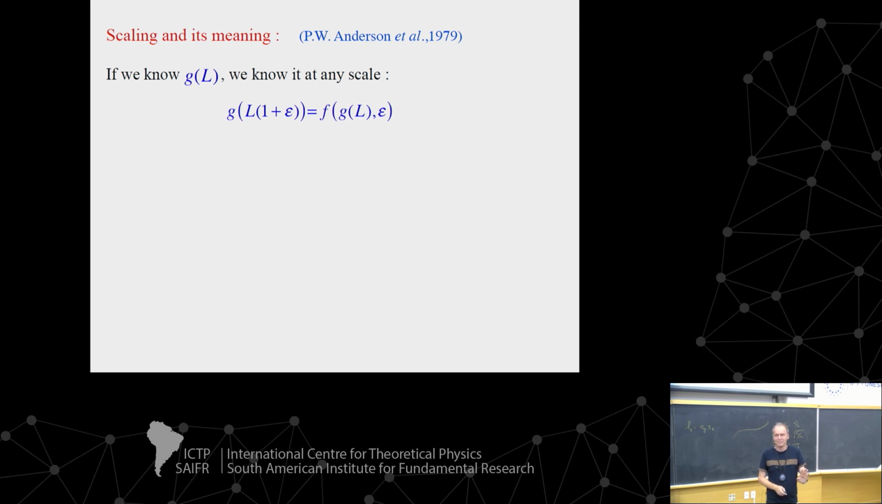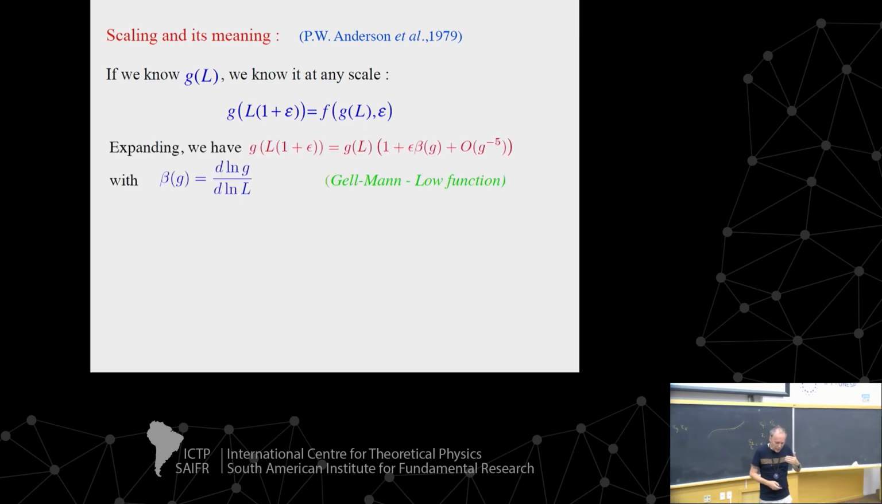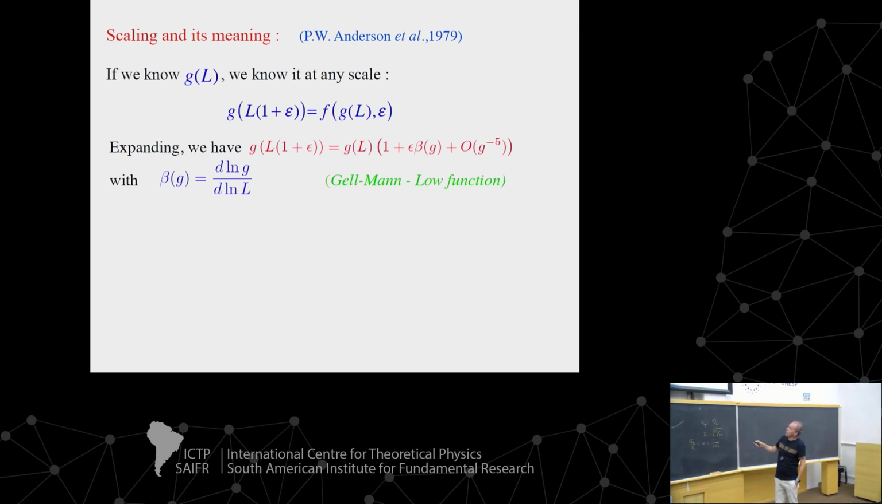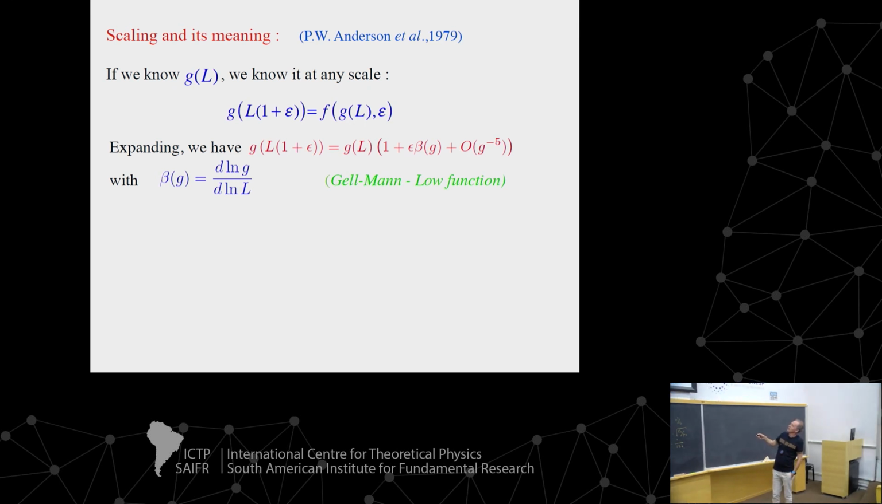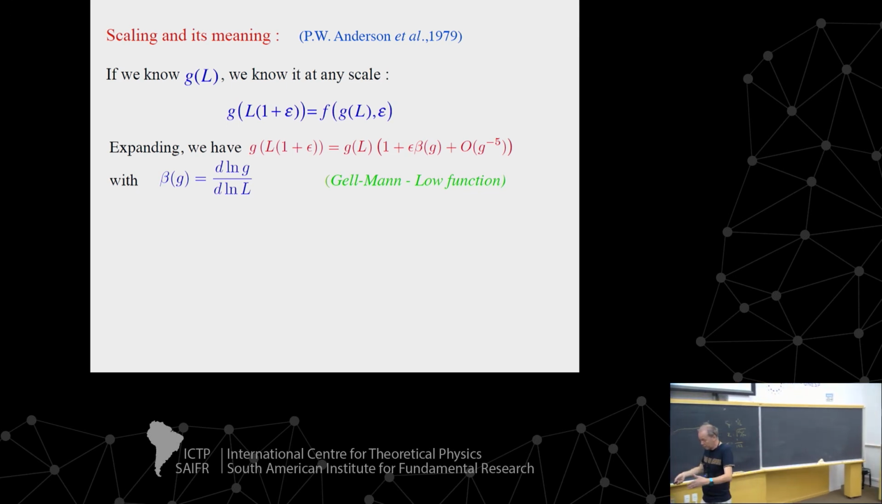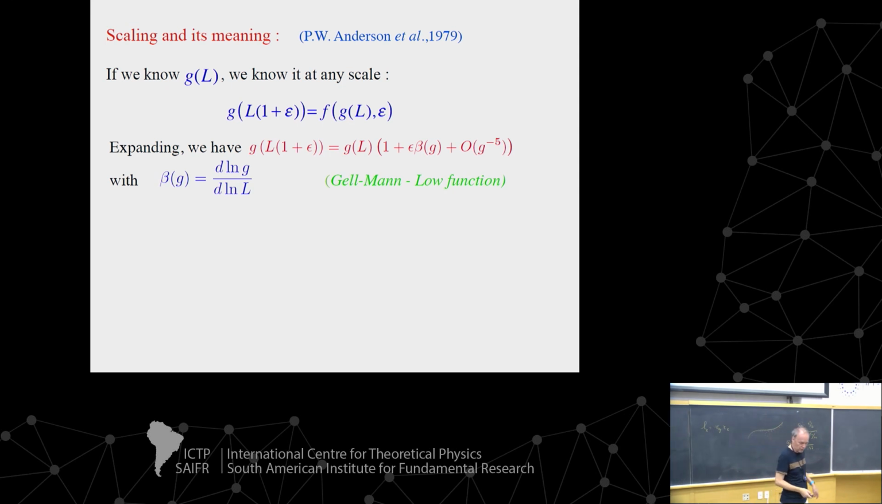Believe me. So now you can expand this equality that I wrote here as a function of epsilon. Epsilon is small. And if you expand it, what you get is that this is equal to G of L times 1 plus epsilon beta of G plus something. And this beta of G is just defined by the logarithmic derivative of G with respect to L. It has a name in field theory. It is called the Gell-Mann and Low function. It happens all the time in quantum field theory.